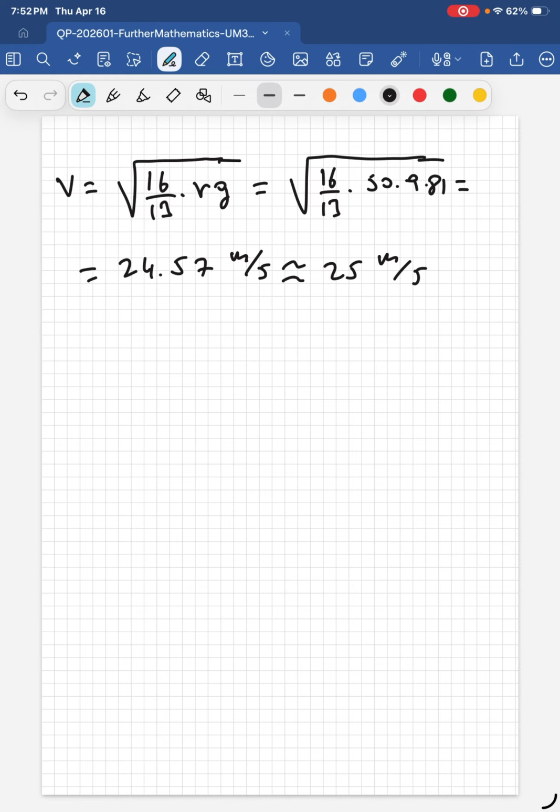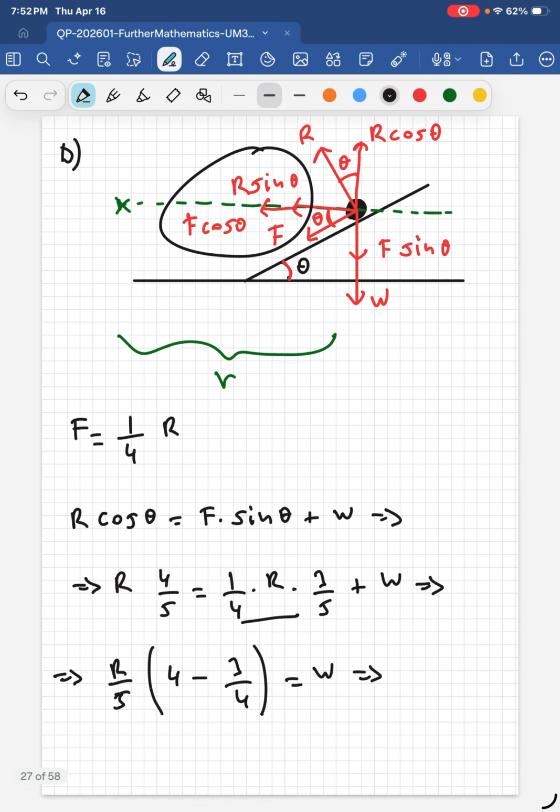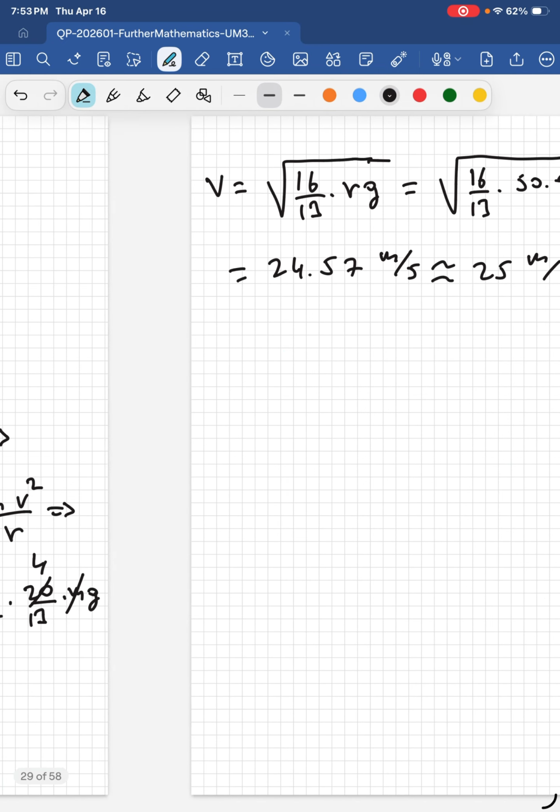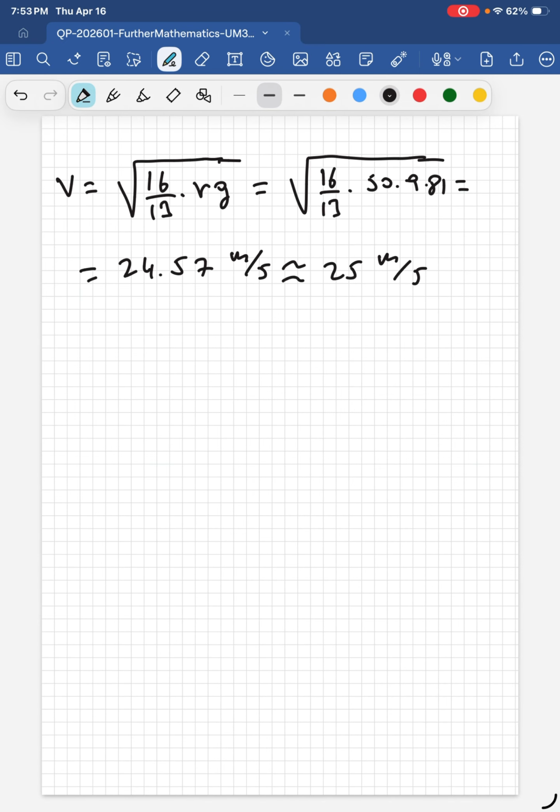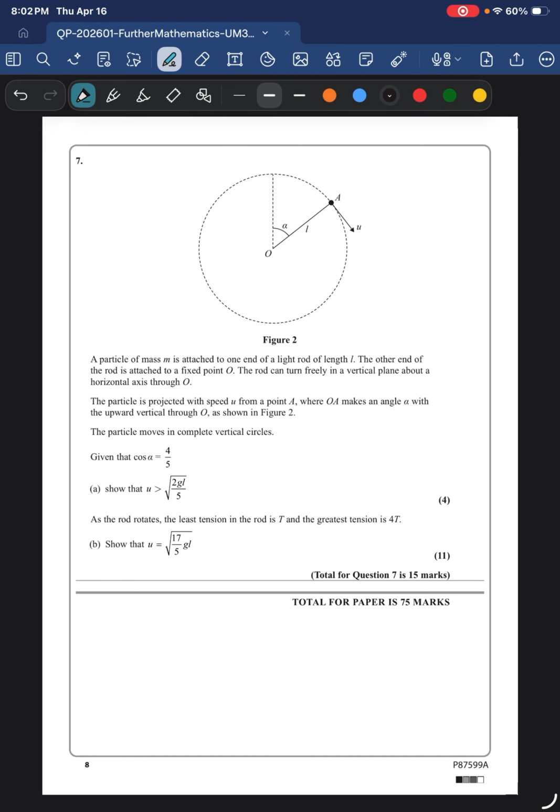Okay, difficult problem, but again, straightforward. The trick is to analyze the forces correctly and to find and use the trigonometry correctly. Okay, so this was question 6, and we are ready to move on to question 7, which is the final question in this paper. Okay, question 7, the last one, as you can see.